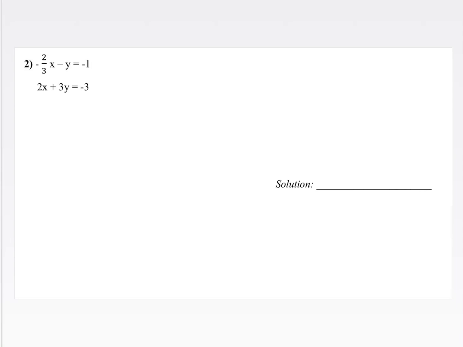Let's try this second example. We have negative 2/3 x minus y equals negative 1, and 2x plus 3y equals negative 3. With this problem, I want you to think about elimination.